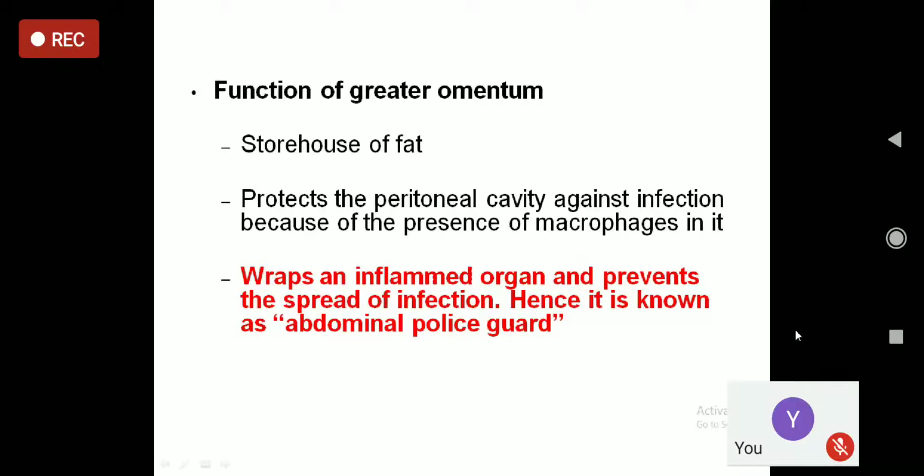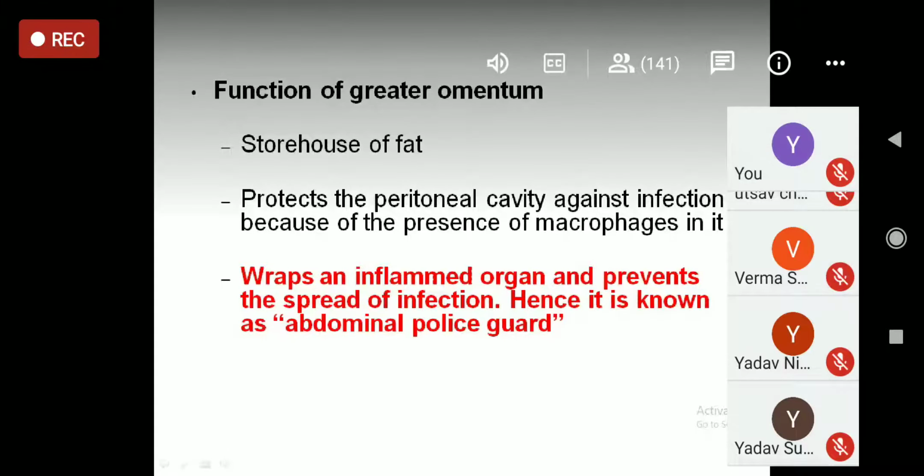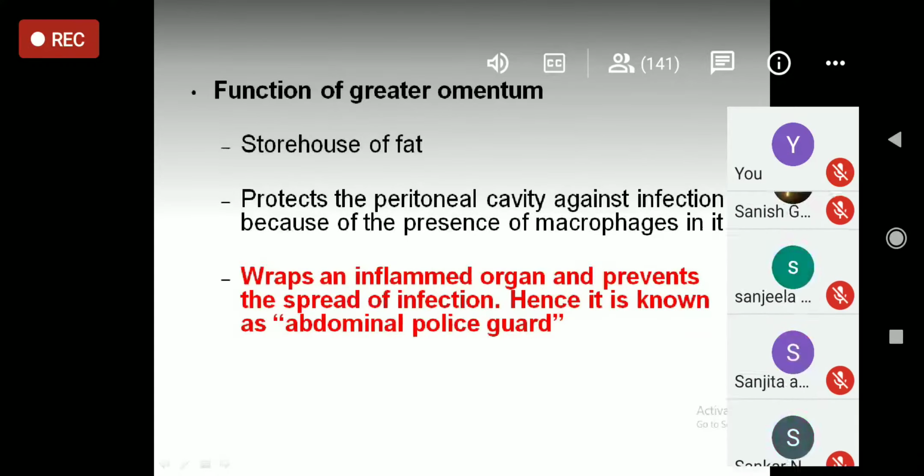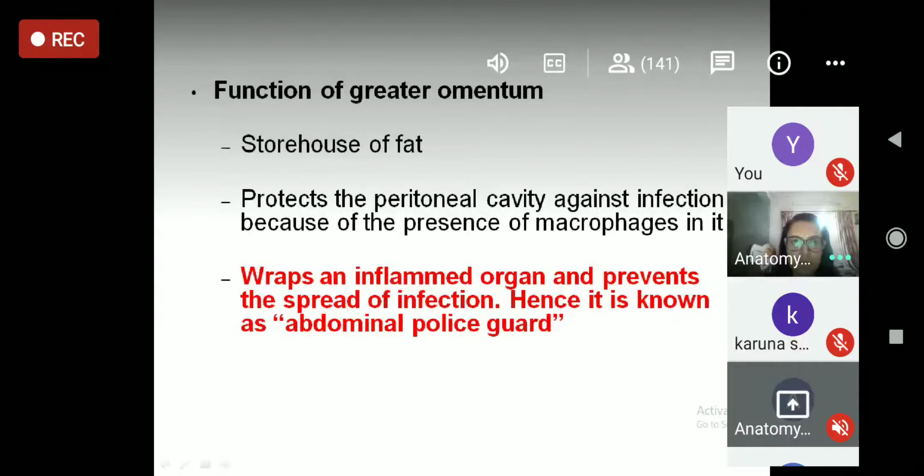So that is why it acts as a storehouse of fat and protects the peritoneal cavity against infection because of the presence of macrophages in it. Macrophages are responsible for engulfing microorganisms, which helps to prevent infection, and it wraps an inflamed organ and prevents the spread of infection. Hence, it is known as the abdominal guard. It helps to limit the spread of infection by covering it with the greater omentum, so it is also termed the abdominal police guard. So this is the greater omentum.